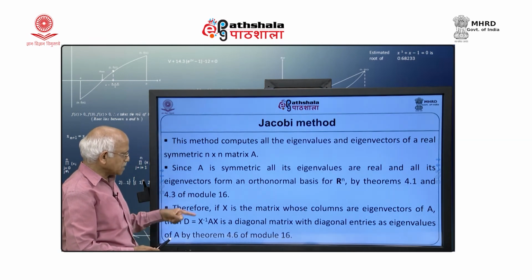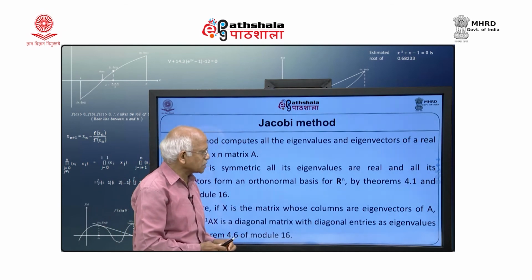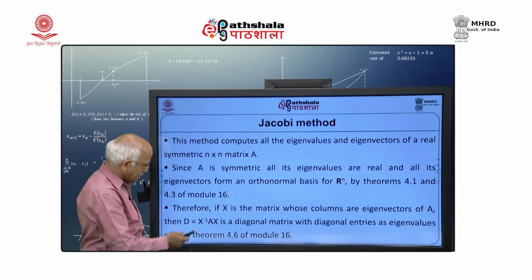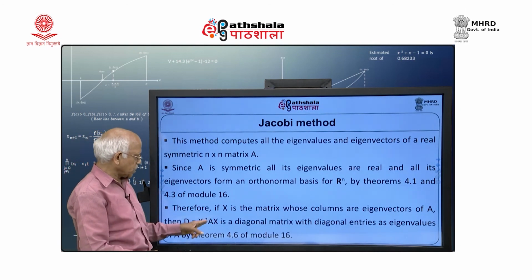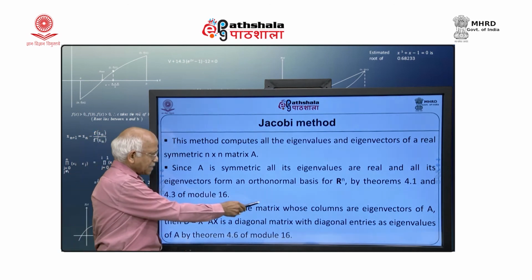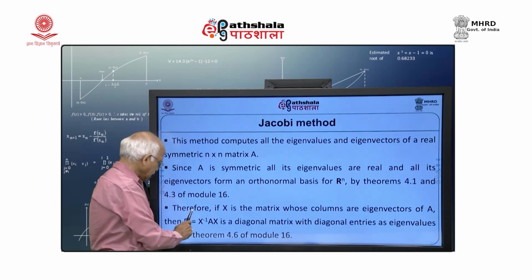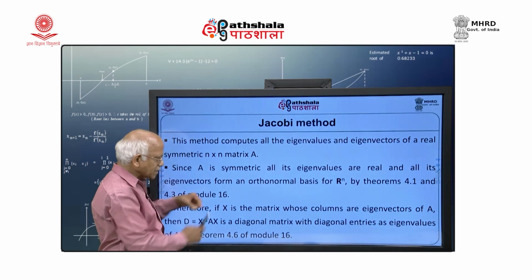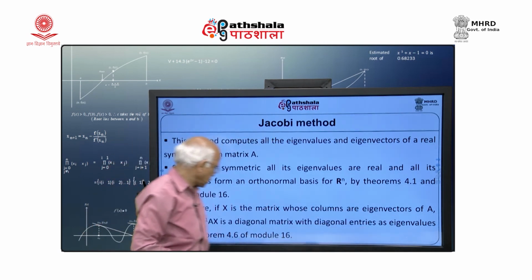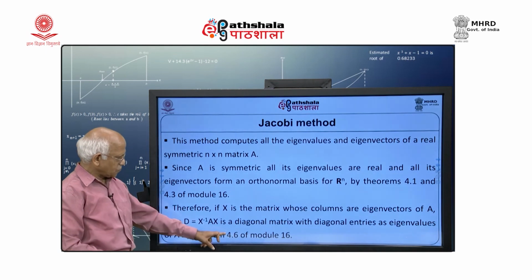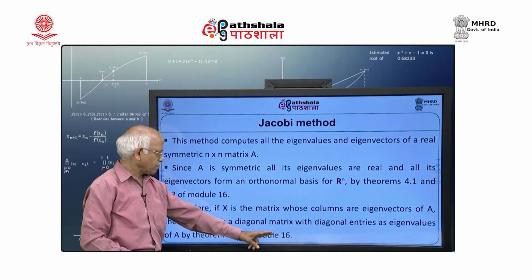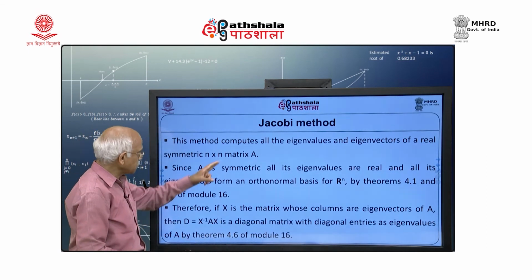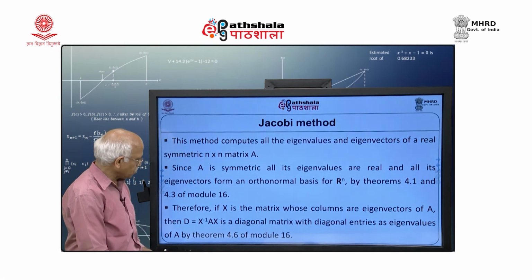Therefore, if X is a matrix whose columns are eigenvectors of A, then D equal to X inverse A X is a diagonal matrix with all diagonal entries as eigenvalues of A, and this is by theorem 4.6, which was discussed in module 16. So, I was telling you that we will be using some results from module 16, and these are the main results we are going to use in this Jacobi method.